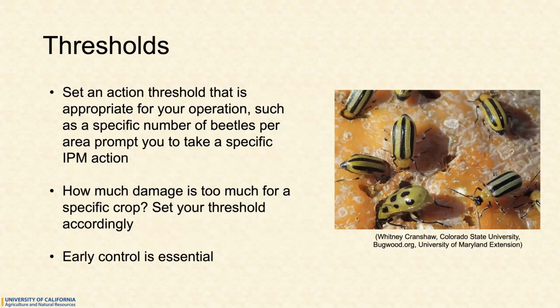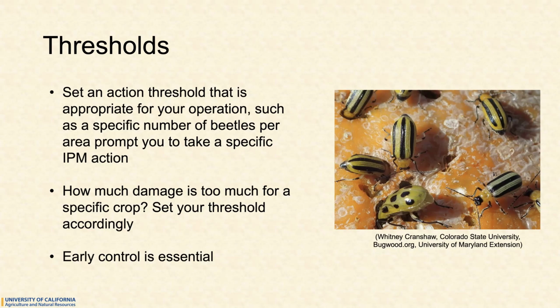So then you want to make sure you have a threshold. As I'm sure many of you have experienced, cucumber beetles show up in waves and there might be one or two out there on your traps and then all of a sudden your traps are just covered with beetles. That's kind of how a lot of farmers have talked about it to me. So you want to set an action threshold that's appropriate for your operation. This might be a specific number of beetles per area, whether it's a trap or per plant, and that number prompts you to take a specific IPM action.